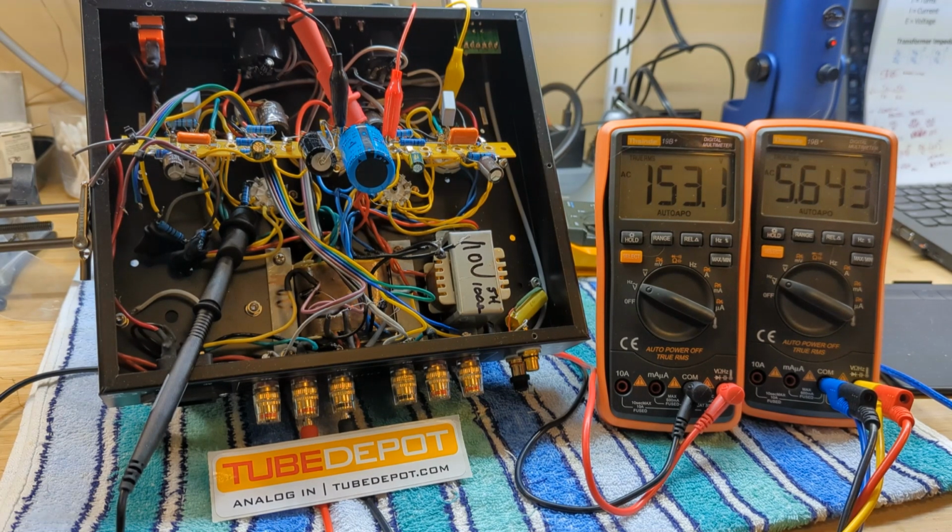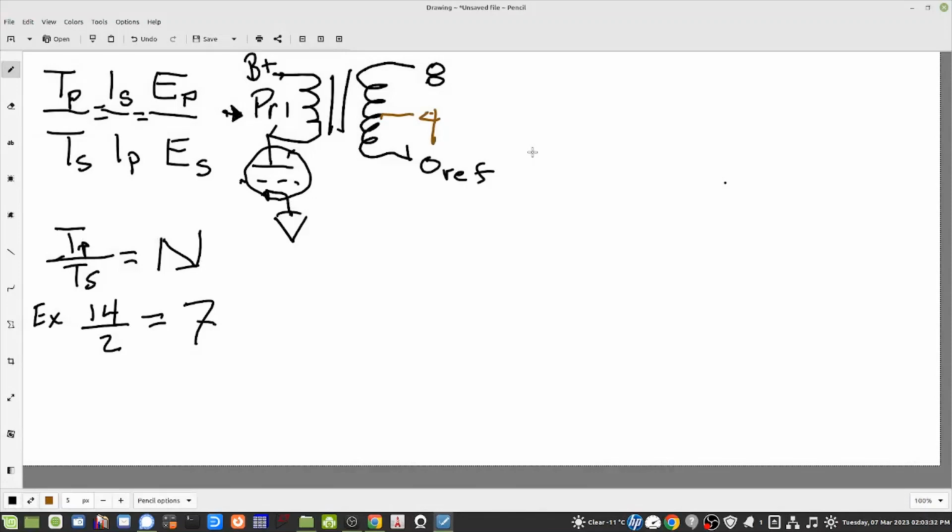So now we'll continue on and determine the turns ratio and the impedance that the tube sees using the transformer calculations. So let's take a look at this and see what we get for a turns ratio.